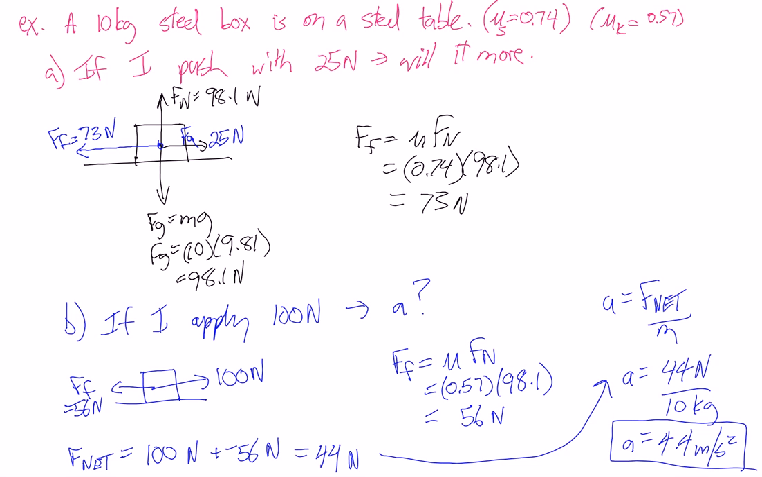Okay, so the trick to this question is you just got to be careful if the box is moving or not. We didn't know if it was going to move, so we had to first calculate what the static friction was, and that worked out to 73, so we had to push with more than 73 to get it to move. Once we do that, though, the friction drops to 0.57 because it's moving, so our friction amount will be less. We have to recalculate the friction and then subtract that from the 100.